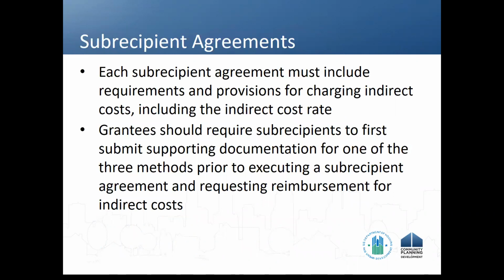Okay. So sub-recipient agreements. Each sub-recipient agreement must include requirements and provisions for charging indirect costs, including the indirect cost rate. Grantees should require sub-recipients to first submit supporting documentation for one of the three methods prior to executing a sub-recipient agreement and requesting reimbursement for indirect costs.